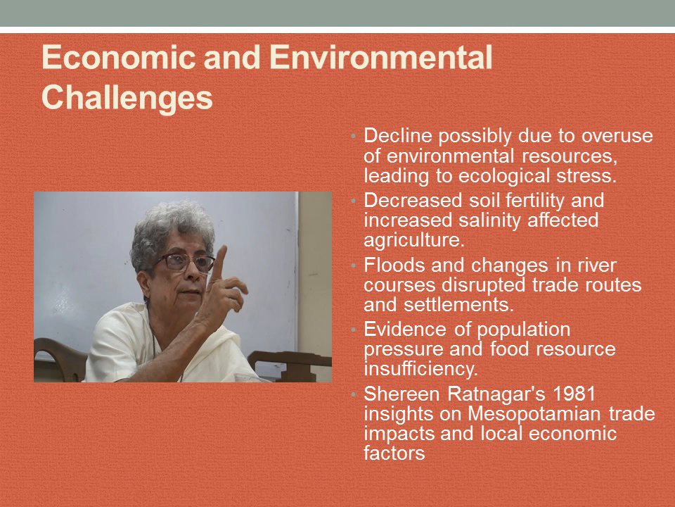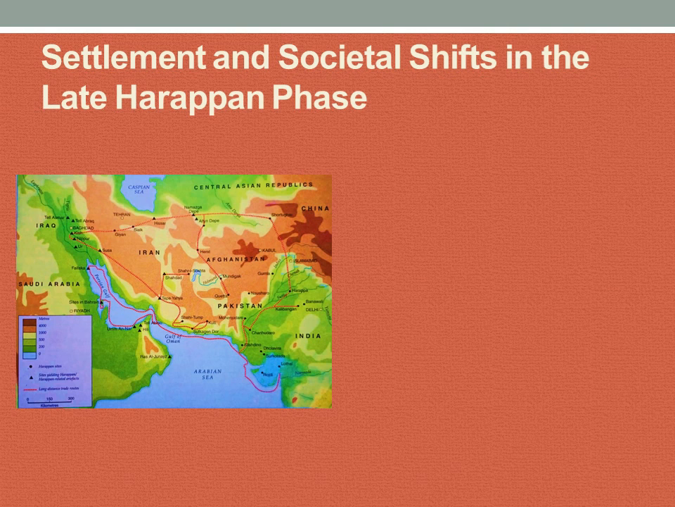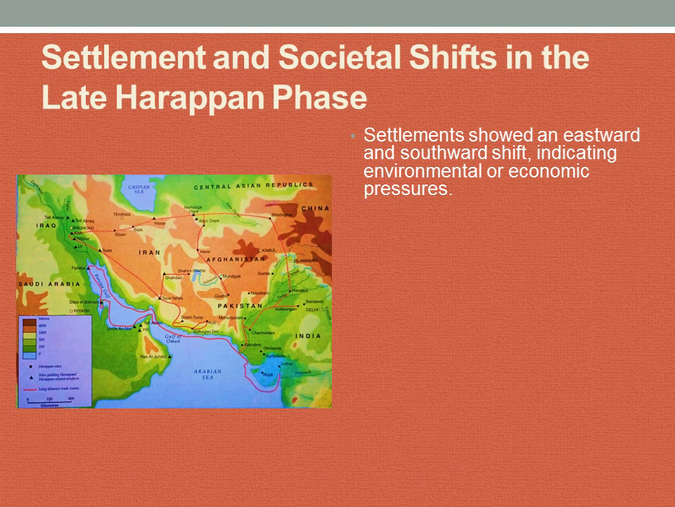Shirin Ratnagar, whose picture you can see on the left hand side, in 1981, gave insights on Mesopotamian trade impacts and local economic factors as the cause behind the decline of Indus Valley Civilization. So, according to her, it was the decline of trade which led to the decline of the civilization. Now, settlement and societal shifts in the late Harappan phase. What were the shifts in the society in the late Harappan phase?